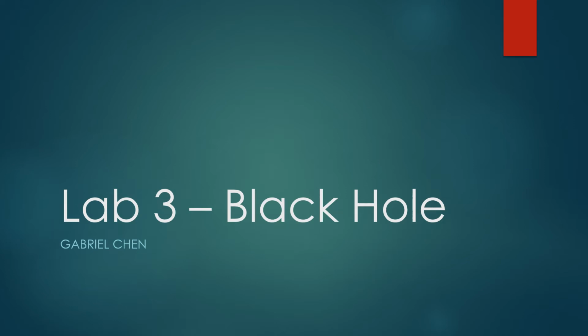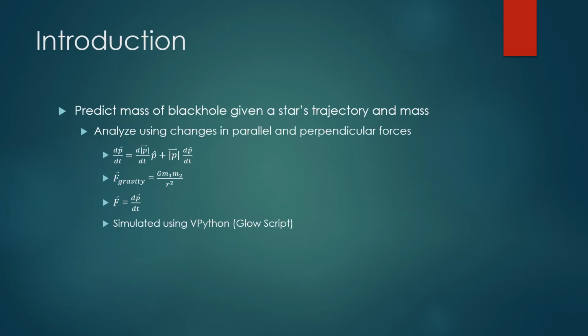Welcome to Lab 3. The purpose of this lab was to examine the orbit of a star around a black hole of unknown mass through the lens of perpendicular and parallel force components. This is modeled solely on a computational model through FlowScript, where the black hole's mass and position were generated through a seed. By examining the change in momentum with respect to time, in perpendicular and parallel directions, and through the equation for gravitational force, we can predict the mass of the black hole given the star's mass and trajectory.